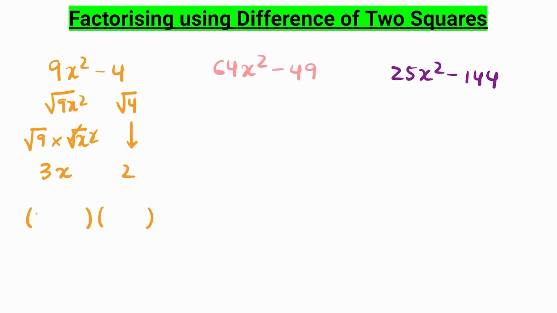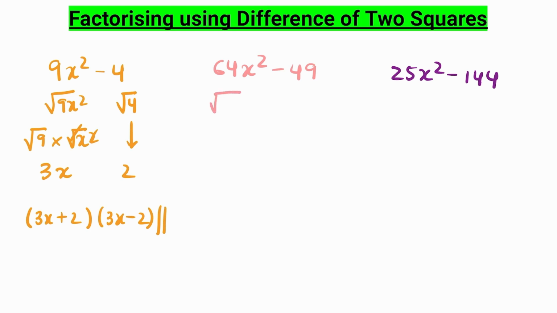And then put each of the terms in each of the brackets: 3x, 2, 3x, 2. And then what should we do after that? We should put a plus sign here and a minus sign here. That's the answer. After that we have 64x squared minus 49.